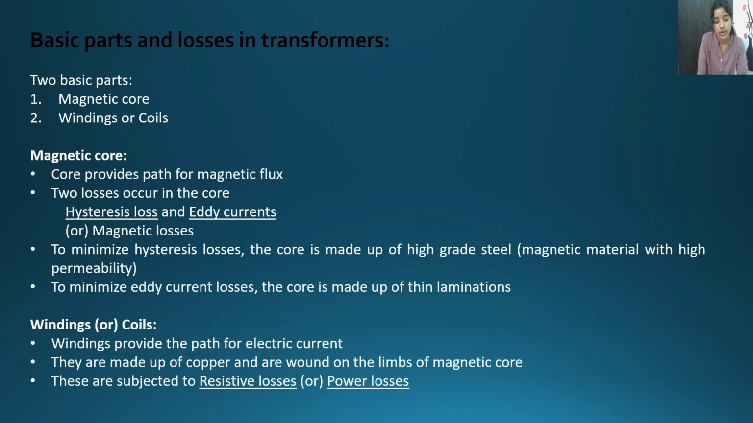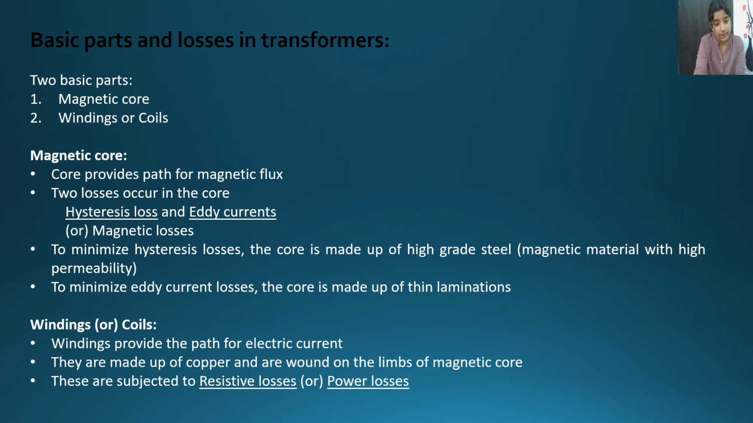And to minimize the eddy current losses, the core is made up of thin laminations. See, if you consider this as one lamination, this is one thin lamination. On combining it with other laminations, you'll form a stack, a solid stack. This stack is nothing but the core. If you combine these thin laminations together, you will get a core. So if you use thin laminations, you have a way to minimize the eddy current losses.